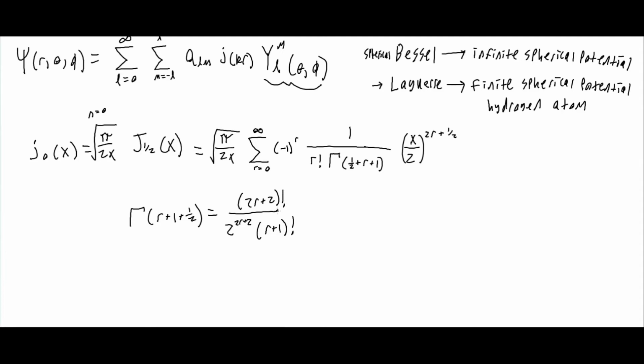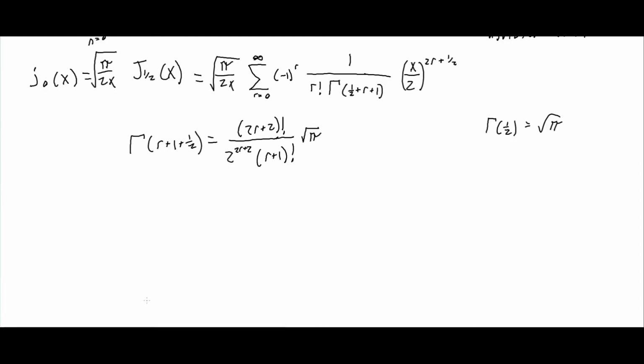And because of that half in there, remember, in a couple of videos ago I said that the gamma function of a half is equal to the square root of pi. So we will also have a square root of pi in here. Remember the gamma function is in the denominator, so this is actually going to get flipped over, and then what we have is our j naught of x.